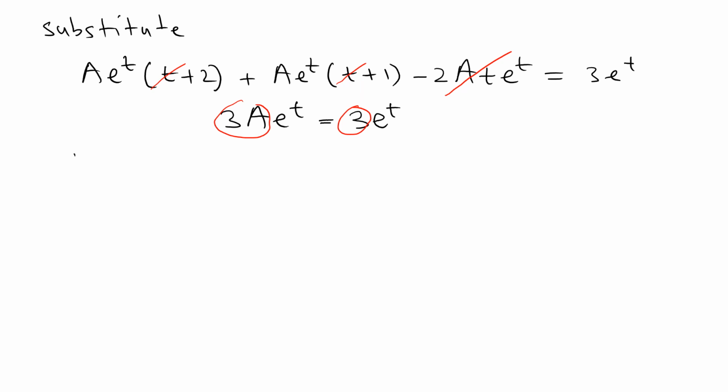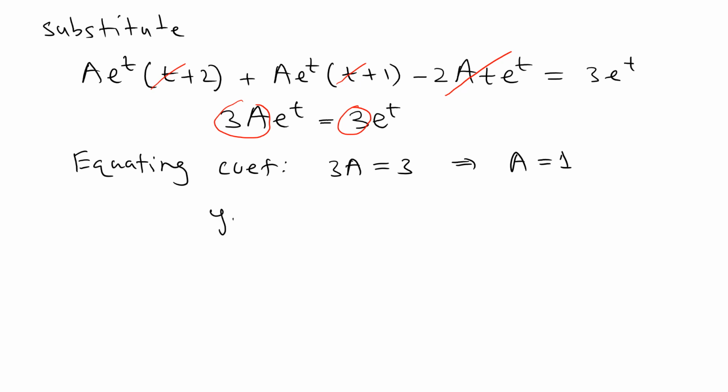So this is equating coefficients. It's an actual technique. So this is 3a equals 3, which means a equals 1. You can see we are still not even getting the solution. Okay, so a equals 1. That means your yp equals t e to the t, because a equals 1.